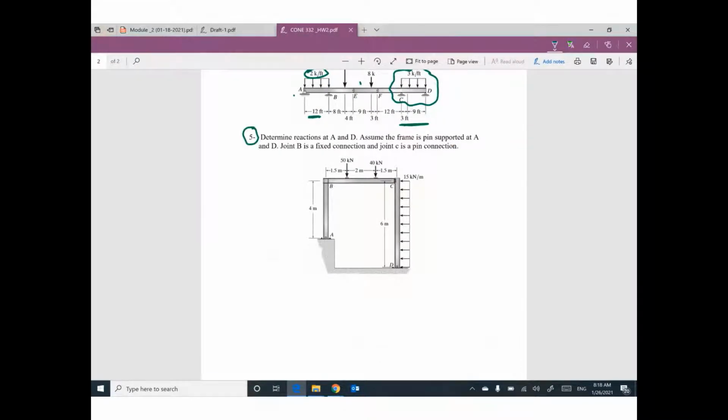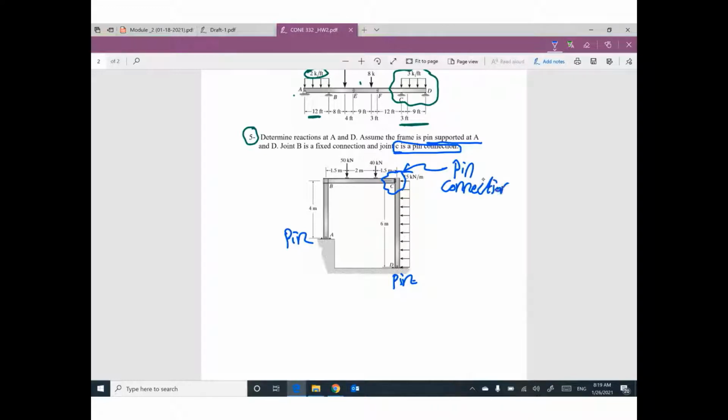Problem number 5. I'm reading the problem. Guys, you can read the problem carefully. I have 2 points I have to focus on. The first point, we have pin support at A. So A is pin support. D is pin support. And C is pin connection. This connection, C, is pin connection.